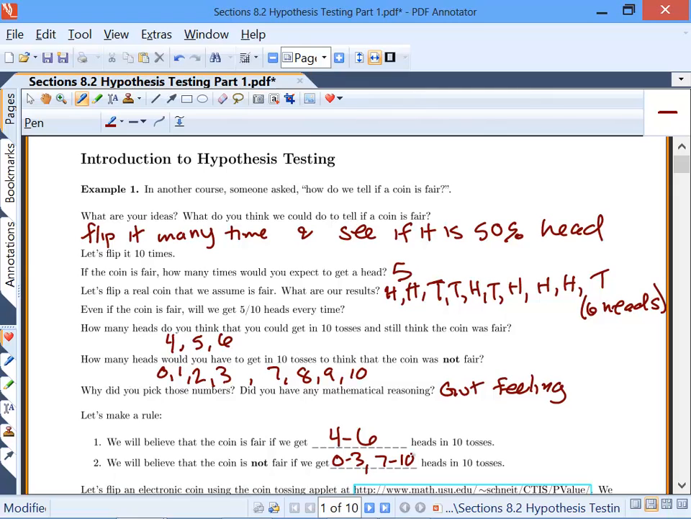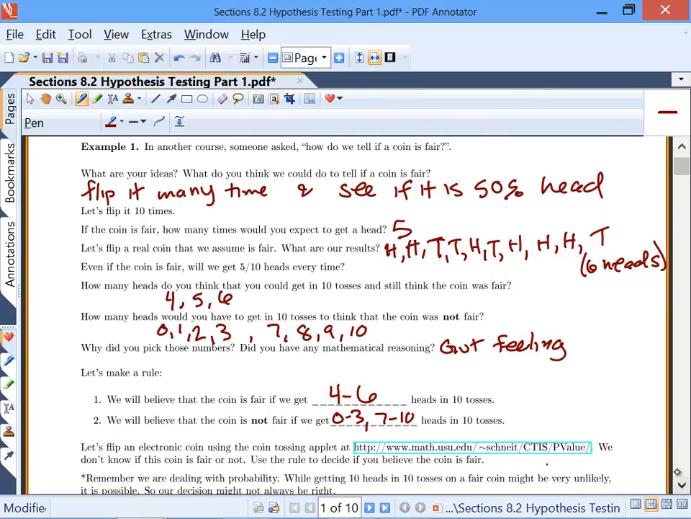Now technically we should go through and try and find a more mathematical reason for our boundaries. But this is how you do a hypothesis test: you decide what your boundaries will be, and we make a rule. So we're going to flip an electronic coin using this coin tossing applet, and for each coin we don't know if it's fair or not, and we have to use our rule to decide if we think it's fair.